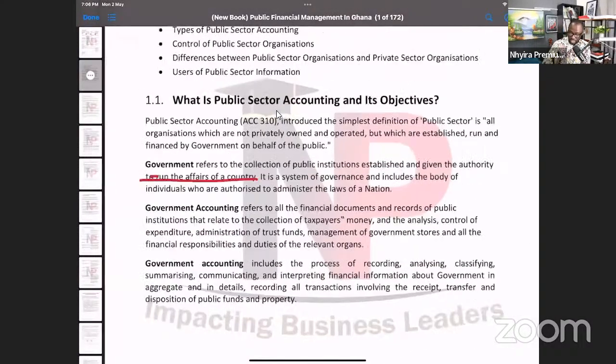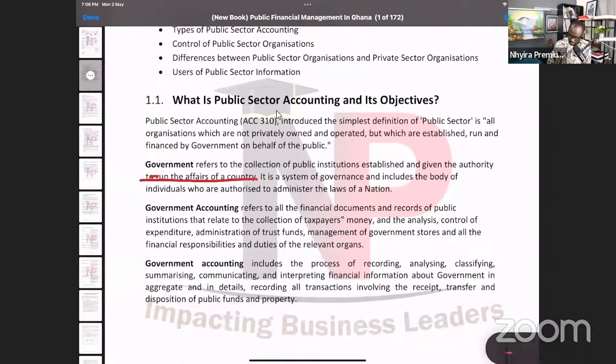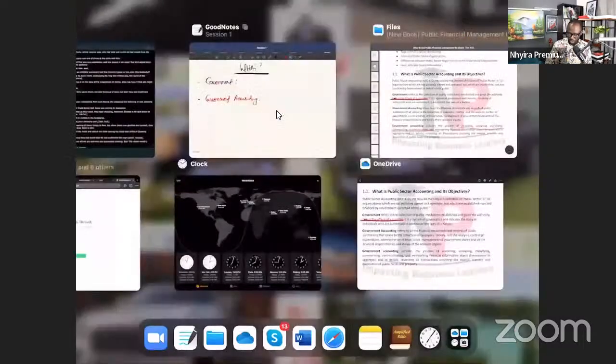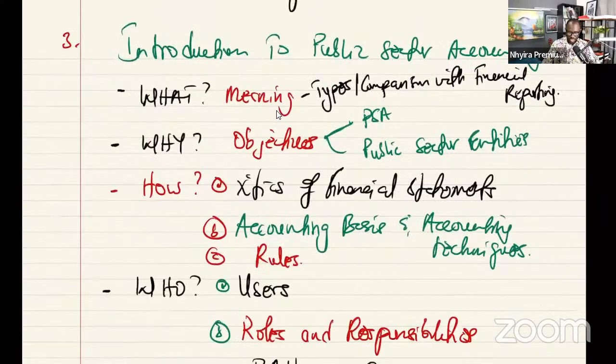So in that regard, when we talk about government accounting, it is the process of recording, analyzing, classifying, summarizing, and interpreting financial information about the government in aggregate and in detail. Okay, in aggregate and in detail. So that is the first thing we want to ask ourselves. What is government accounting? We've answered that question.